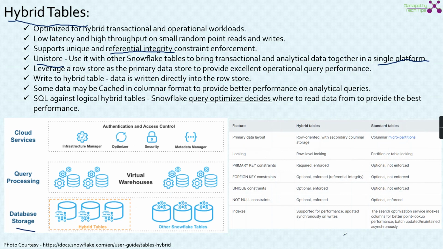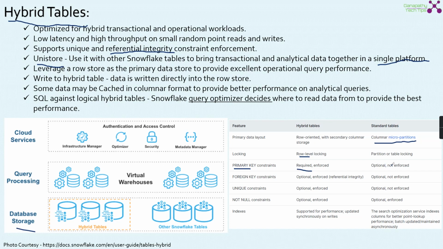This feature comparison matrix is quite an important thing. If you see the difference between standard tables and hybrid tables, the primary data layout is row-oriented with secondary columnar storage. Here it is only columnar micro-partitions. Locking is row-level locking. Here it is partition or table-level locking. Primary key constraints are required for hybrid tables, that is again important. Here the primary key is optional.